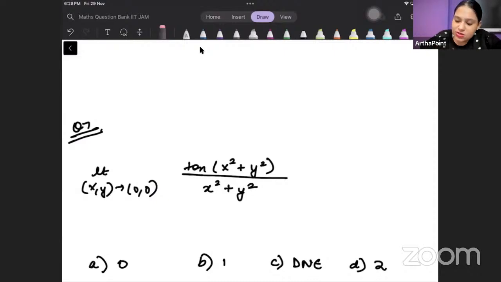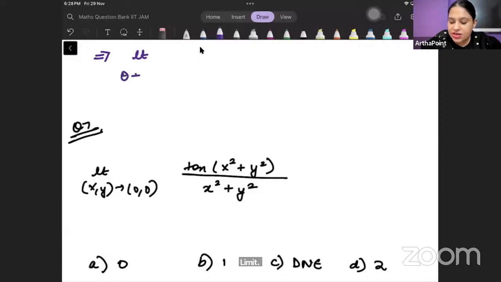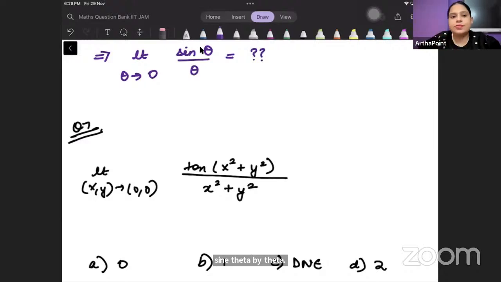Before I go to this question, I have two questions for you. Limit, let's take theta here. Theta tends to 0, sine theta by theta. Can you tell me what this value is? Limit theta tends to 0, sine theta by theta. What is this value? 1. How will we know?